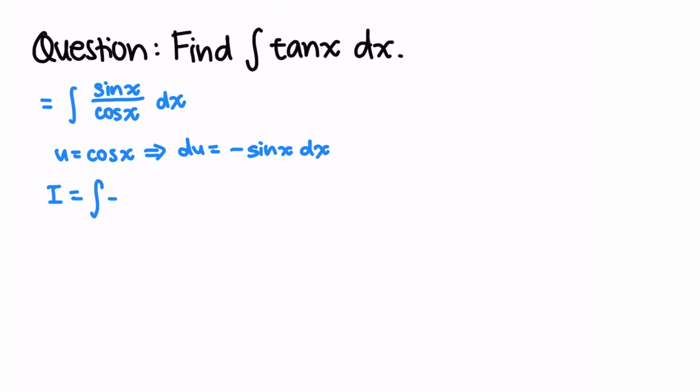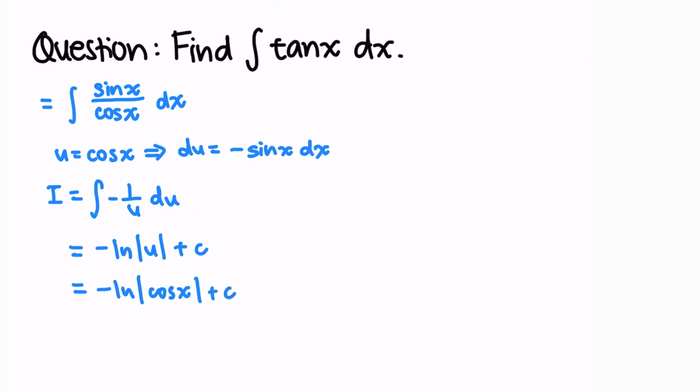So our integral just becomes negative 1 over u. Our cosine x is just u, and sine x dx is actually just negative of du. So this becomes negative ln, remember the mod of u, and then plus c. So this is just negative ln mod cosine x plus c.